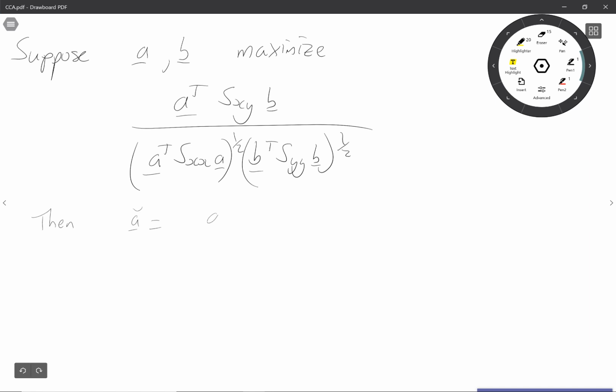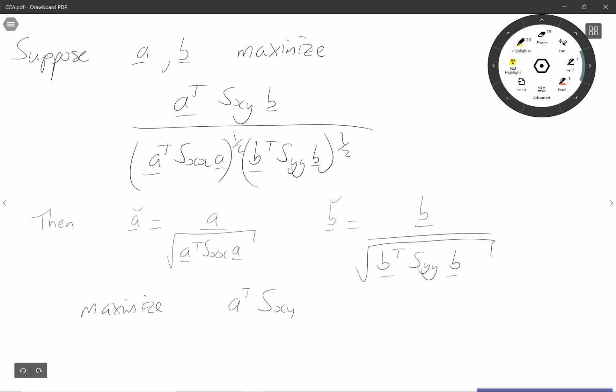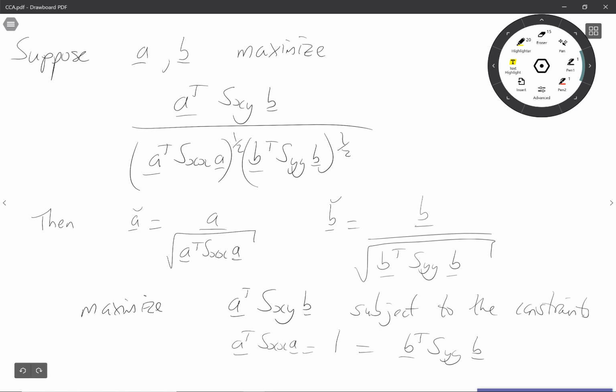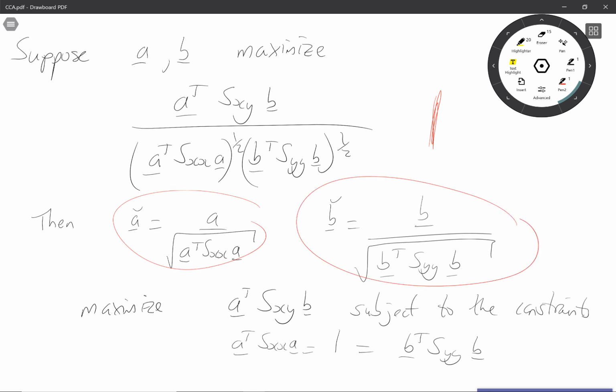Suppose A and B maximize this. Then say A check, which is A divided by the square root of A transposed S_XX A, and B check, which is B divided by the square root of B transposed S_YY B, maximize A transposed S_XY B subject to the constraints A transposed S_XX A equals 1 and B transposed S_YY B equals 1. In other words, if we've got a solution to the unconstrained maximization problem, then we can convert these to a solution to the constrained maximization problem.